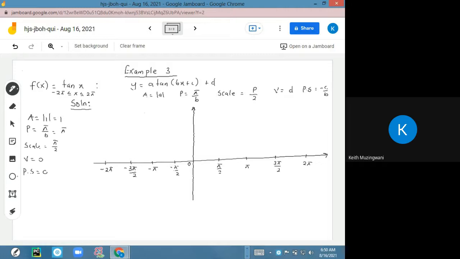So I go back to f of x and get what it is at 0. So we get tan 0. Tan 0 is 0. This one we know. So we have 0, 0. And then f of pi over 2, that is 90. So what is tan pi over 2? Tan pi over 2, remember, is undefined.